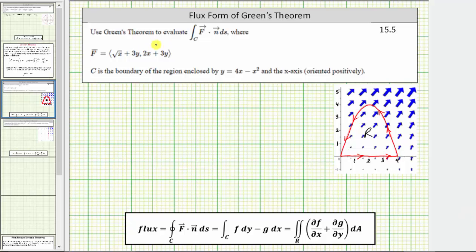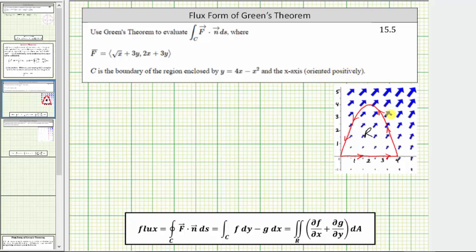We're asked to use Green's theorem to evaluate the line integral along the curve C of the vector field F dotted with the unit normal vector n ds. And this is the flux of the vector field F along the curve C, where C is the boundary of the region enclosed by y equals 4x minus x squared and the x-axis oriented positively.